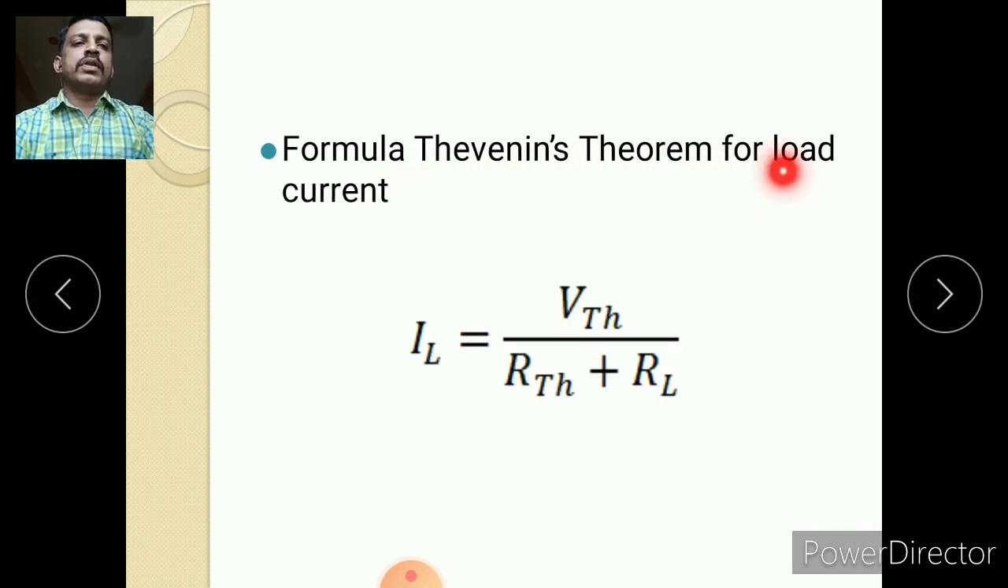Formula for Thevenin's theorem to find the load current IL: IL equals VTH upon RTH plus RL. Using this formula, we can find out the load current through the load resistance.